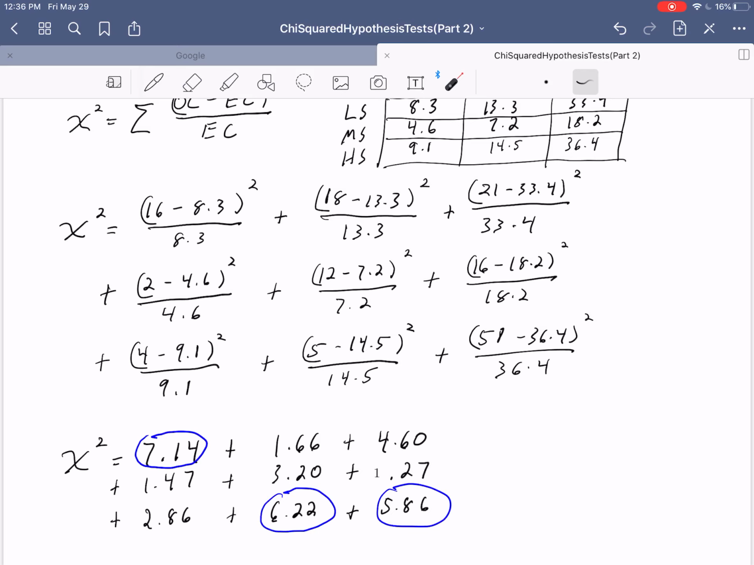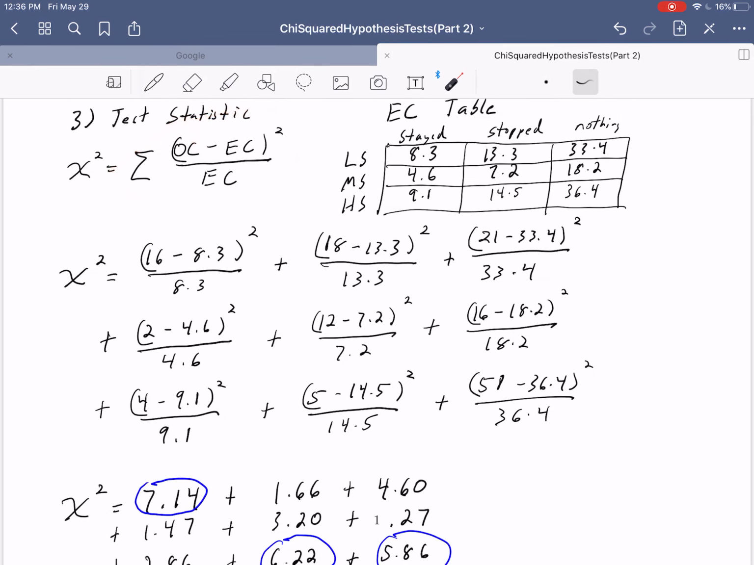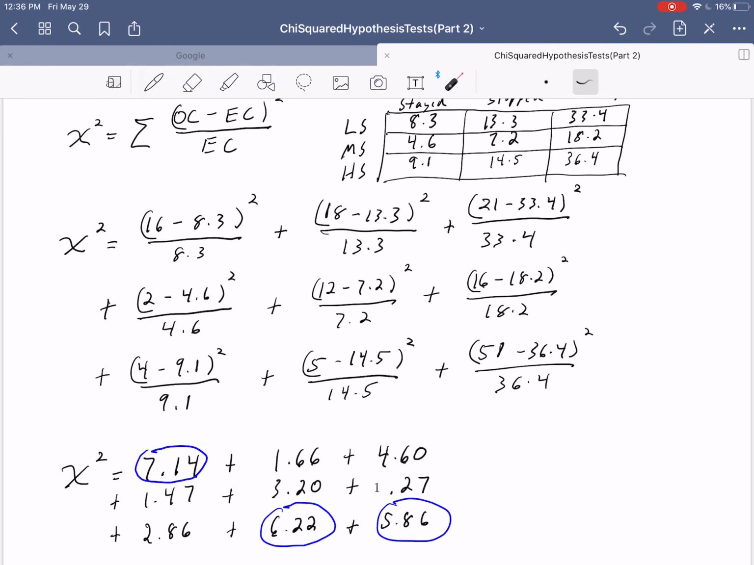The other thing I'd like to point out to you guys, just so you understand a little bit more about this formula, notice that the largest contributing test statistic actually came from here, where we had 16 minus that 8.3. And notice that that was actually a larger contribution than, say, this one here, where we had 51 versus the 36.4. What I want to call your attention to here is that 51 versus 36.4 is a bigger difference, but it doesn't contribute as much because of the larger expected count here.